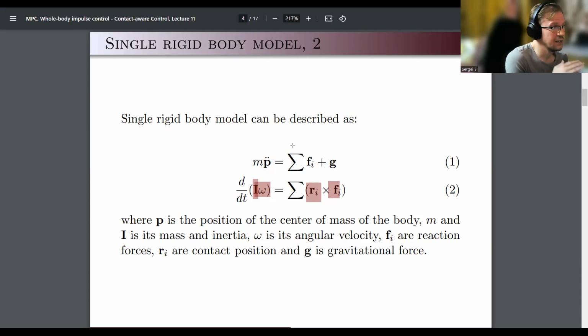All right, but the important message is that this is Newton's second law and the Euler equations of dynamics. Basic stuff. Do you have questions? No?